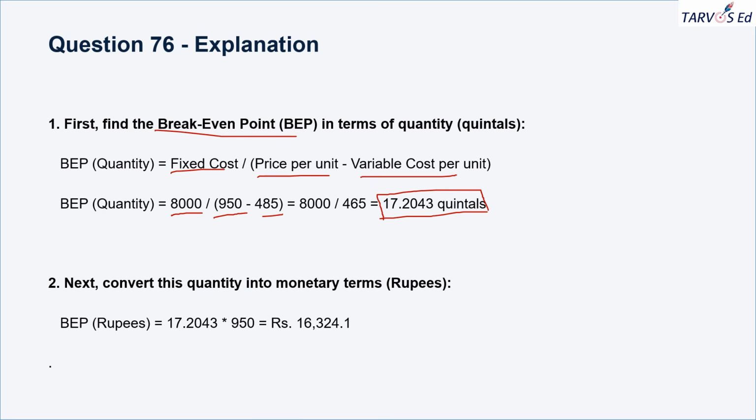In the question, they have asked us to find it in rupees. So to find in rupees, the selling price is 950, so we multiply the break even point quantity by 950. The answer is 16,324.